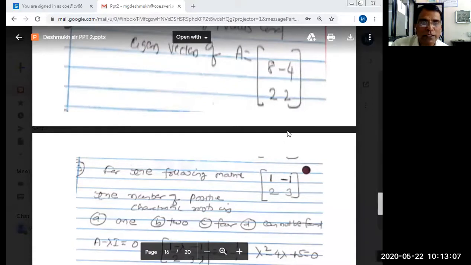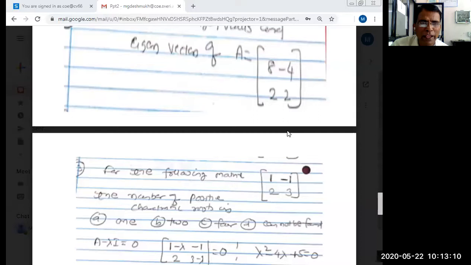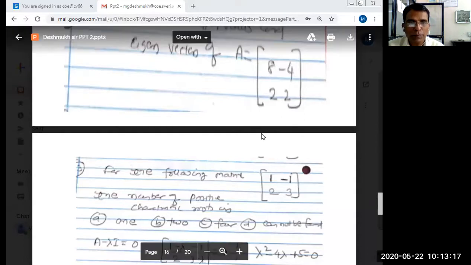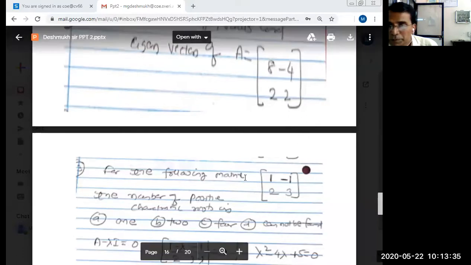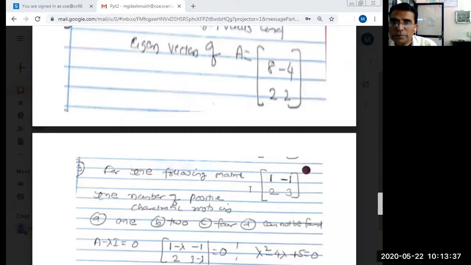So answer, Theta is saying B. A, she is saying 1. Okay, she is saying 1 positive root. Others? For the following matrix 1 minus 1, 2, 3, the number of positive characteristic roots is. Sonali Shinde again says 1 positive root. Vijay Urade again 1.